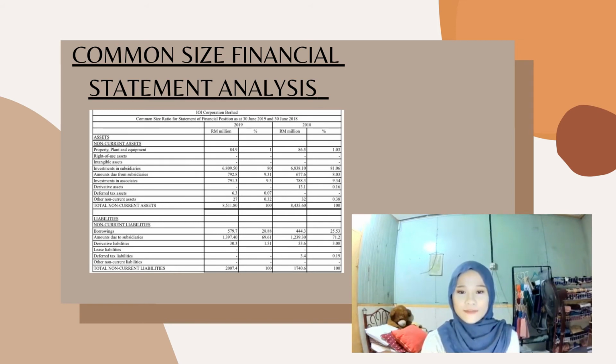The common size financial statement analysis shows a favorable reporting for the company since it has a healthy balance sheet. IOI Corporation Berhad is solvent because it has sufficient resources to fulfill its obligations. This is explained by the company having a greater amount of assets as compared to its liabilities.